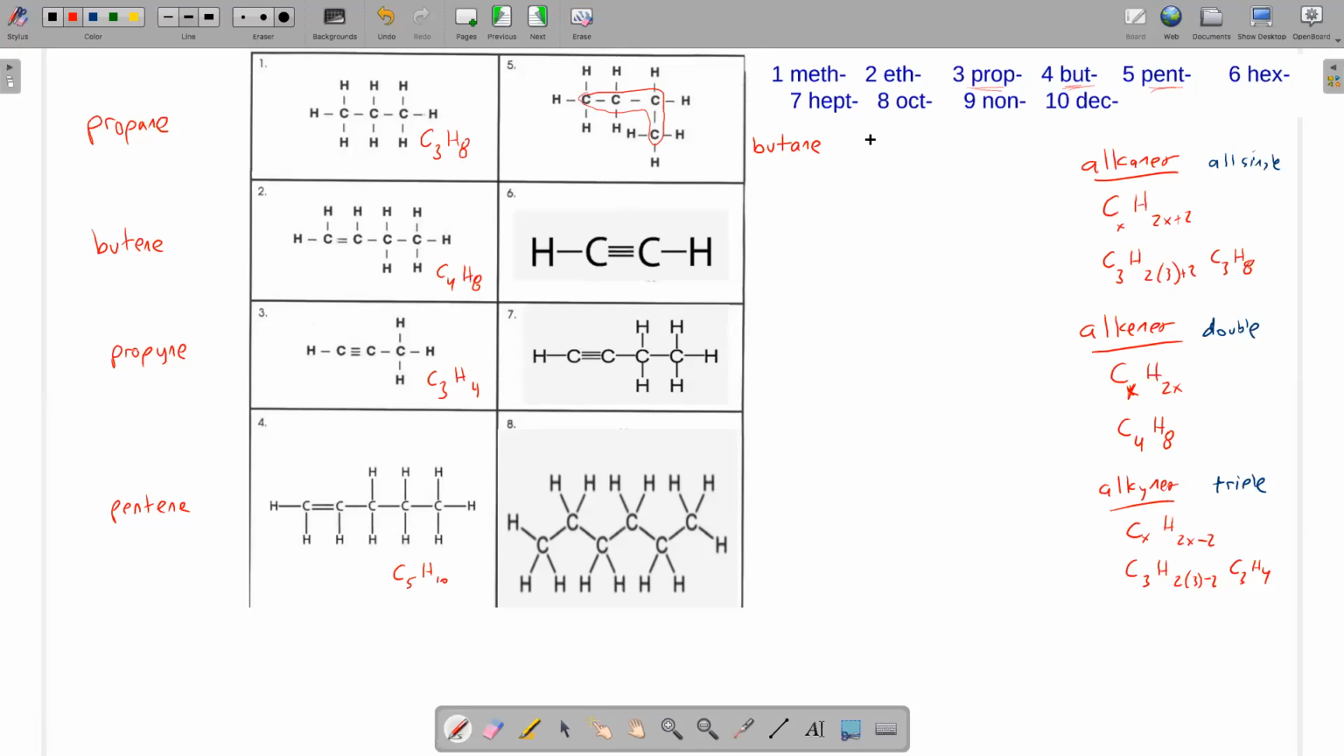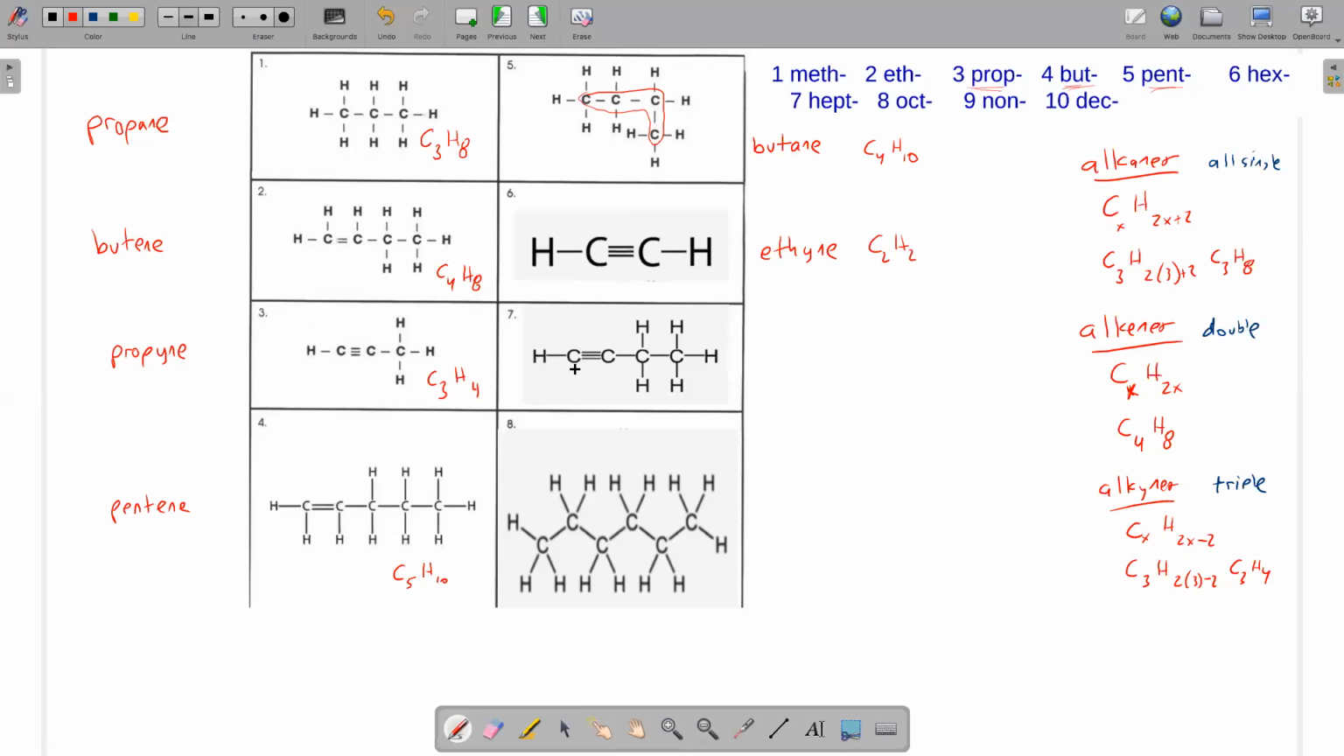And again, the formula is going to be C4H10, because we got, let's see, 1, 2, 3, 4, 5, 6, 7, 8, 9, 10. Yep, C4H10, we're good. Number 6, there's 2 carbons, so that's eth-, and it's a triple bond, ethyne, and the formula is C2H2, and that follows this rule for alkynes, because 2 times 2 is 4 minus 2 gets you 2. So that one's called ethyne.